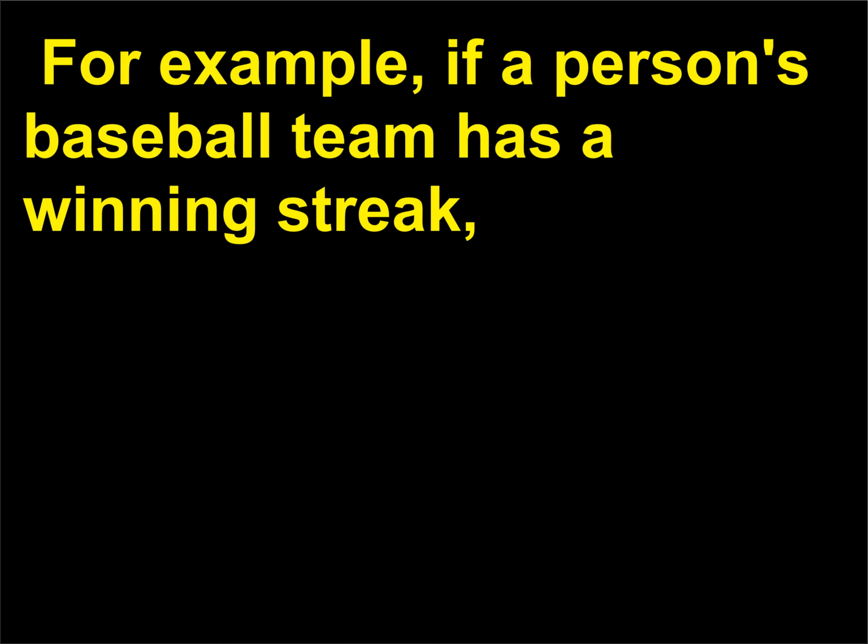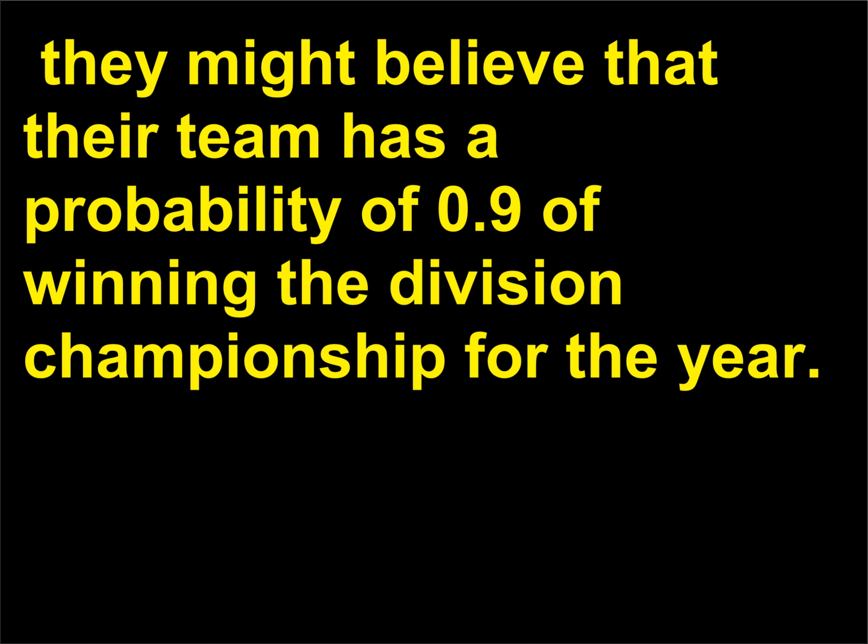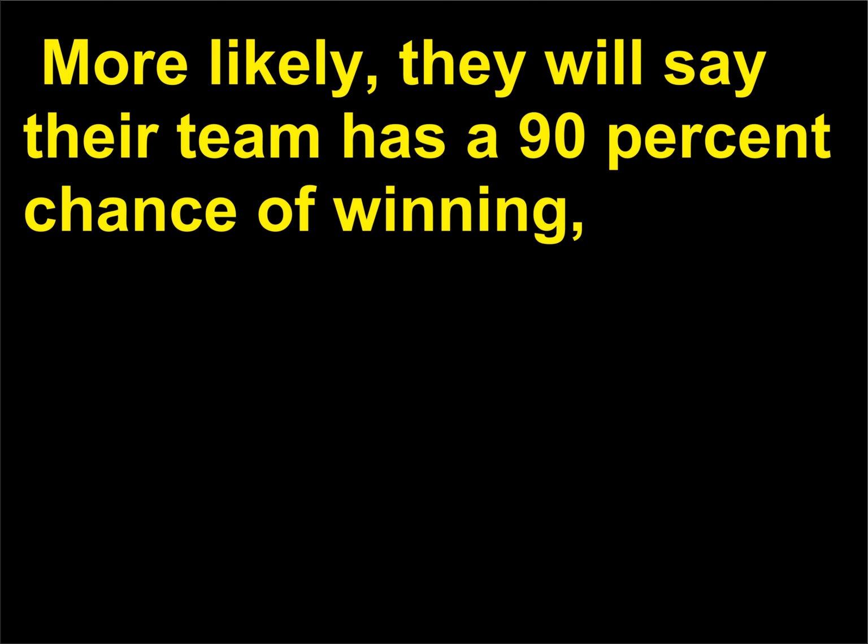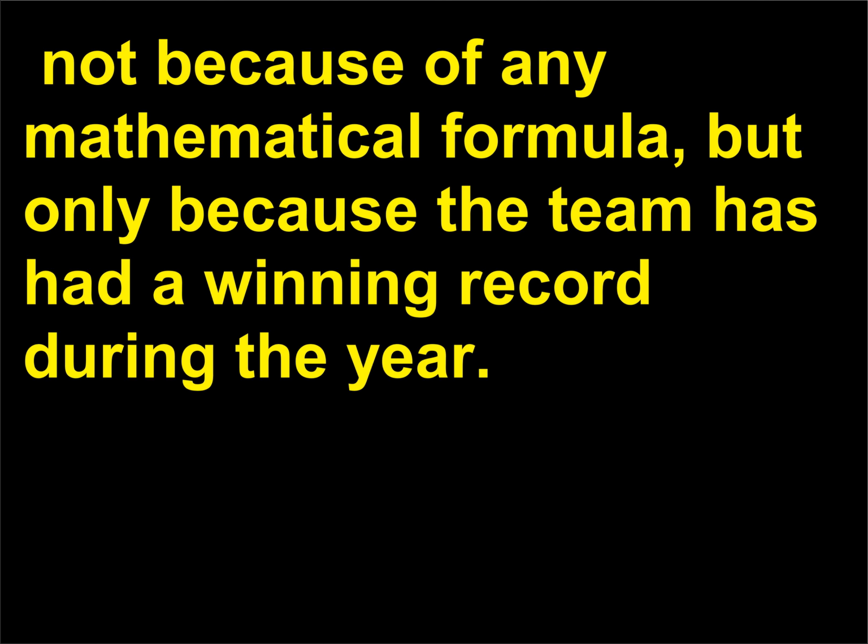For example, if a person's baseball team has a winning streak, they might believe that their team has a probability of 0.9 of winning the division championship for the year. More likely, they will say their team has a 90% chance of winning. Not because of any mathematical formula, but only because the team has had a winning record during the year.